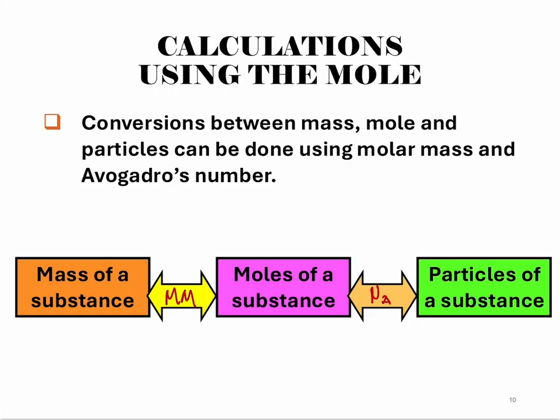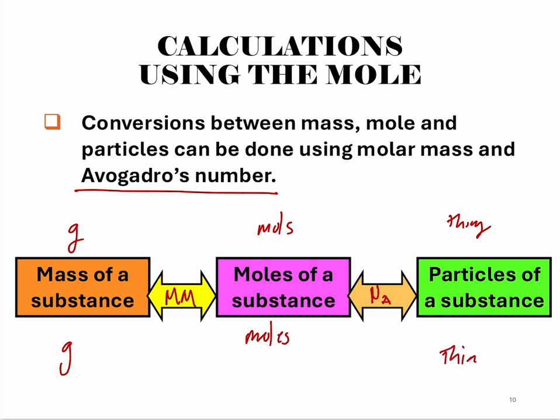And let's talk about how we use those numbers to go between them. If we start off, mass is in units of grams, moles is in units of moles, and number is in units of things. If we start off with something in grams, how are we going to use the molar mass to end up with moles of that substance? Because there's two ways we can use the molar mass. We can multiply by the molar mass, or we can divide by the molar mass.